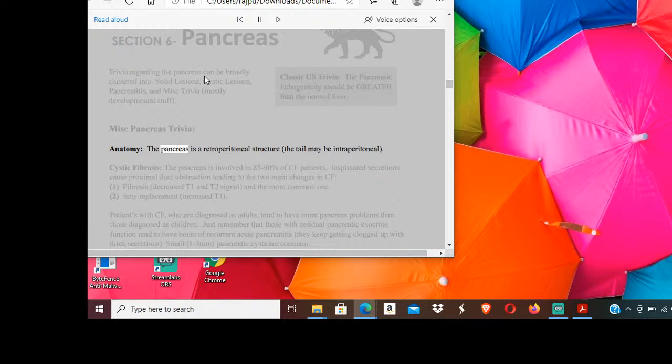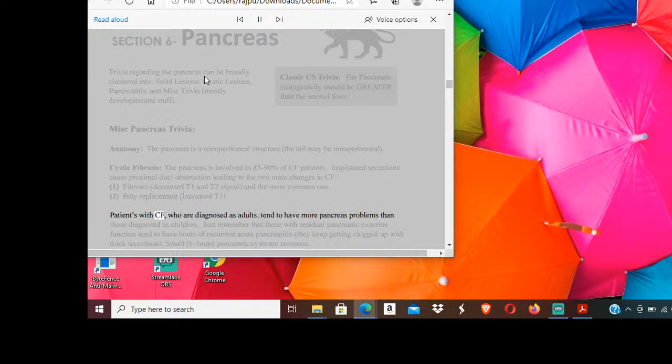Anatomy: the pancreas is a retroperitoneal structure, the tail may be intraperitoneal. Cystic fibrosis: the pancreas is involved in 85 to 90% of CF patients. Inspissated secretions cause proximal duct obstruction, leading to the two main changes in CF: 1, fibrosis, decreased T1 and T2 signal, and the more common 2, fatty replacement, increased T1.